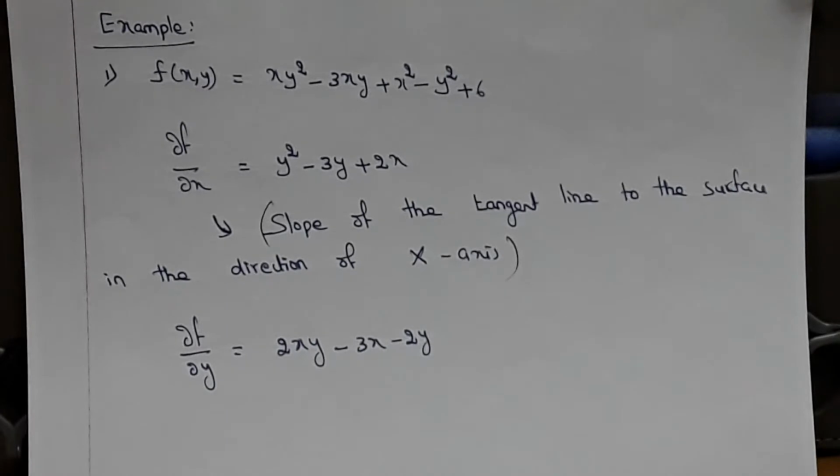Okay. We are going to see one example. For example, the function z equal to f of x comma y equal to xy square minus 3xy plus x square plus y square plus 6. Here we are going to find the partial derivative of this function with respect to x initially. For a partial derivative with respect to one variable, what do we have to remember? We have to treat the remaining, that is the other variable y, as constant.